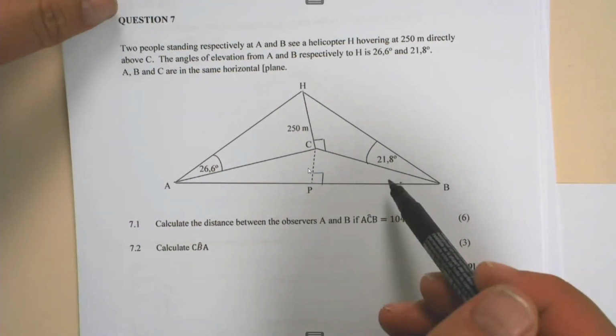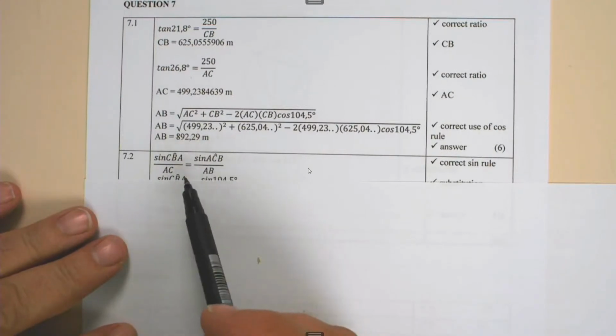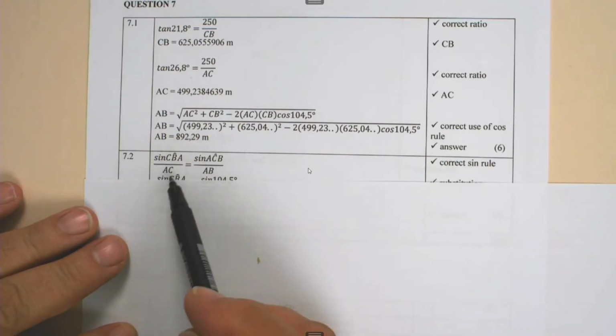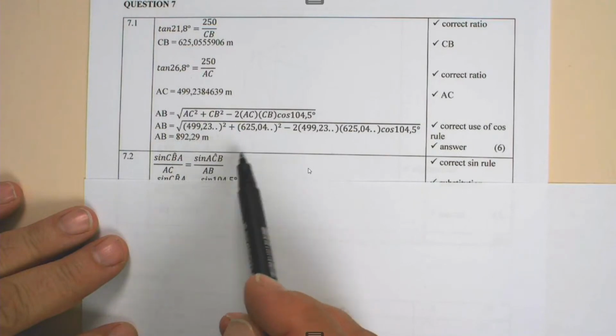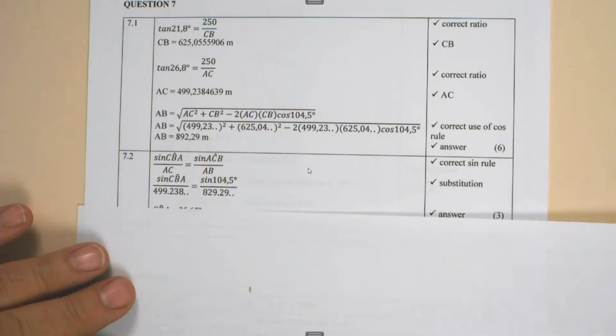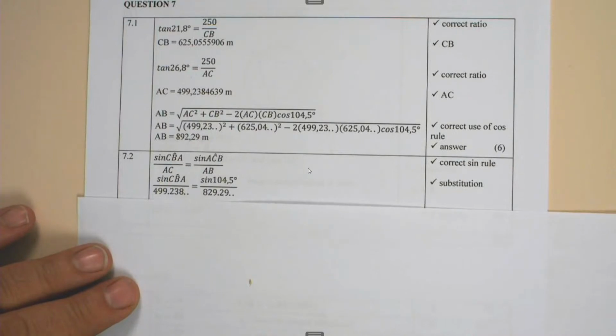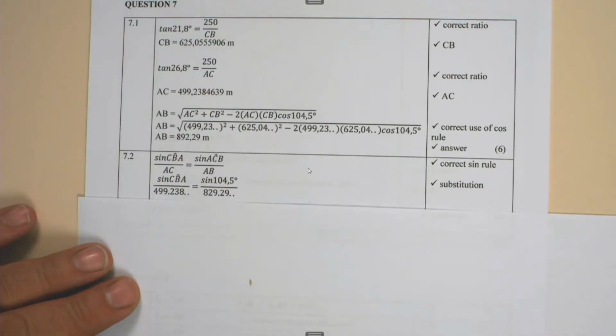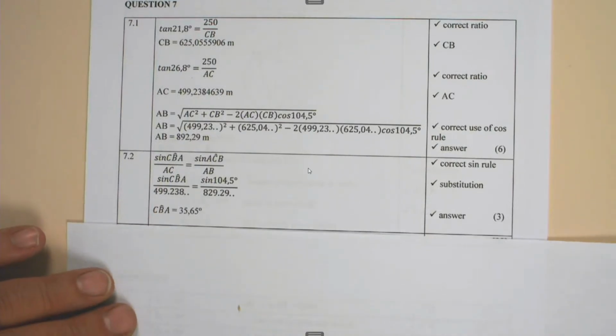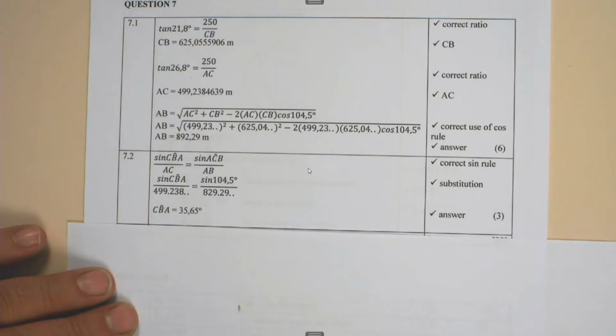So in this case, we can say 1 for the correct sine rule: the sine of CBA over AC is equal to the sine of ACB over AB. 1 for the correct substitution: the sine of CBA over AC, which is 499,238, etc., equals the sine of ACB, which is the sine of 104,5 degrees, over AB, which is given as 892,29. And then 1 mark for the answer of CBA equal to 35,65 degrees. That is your third mark.